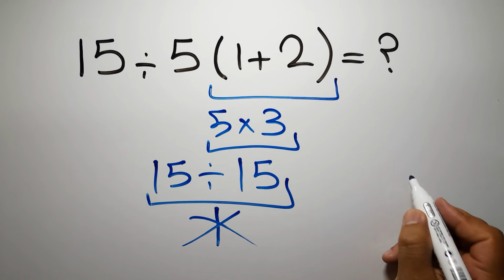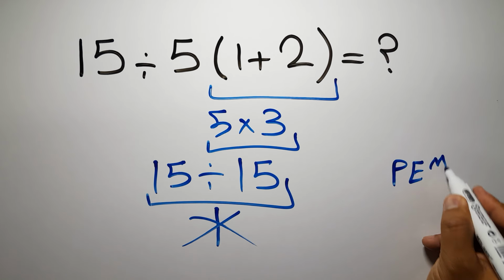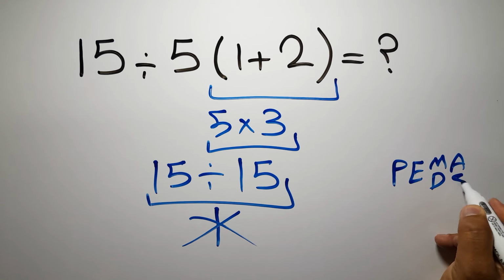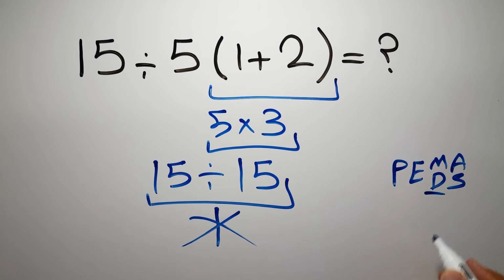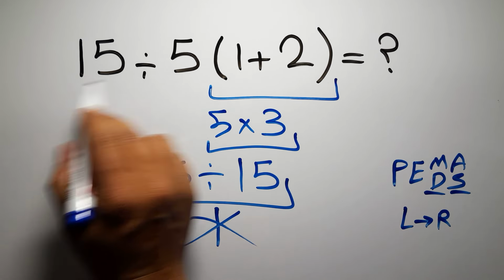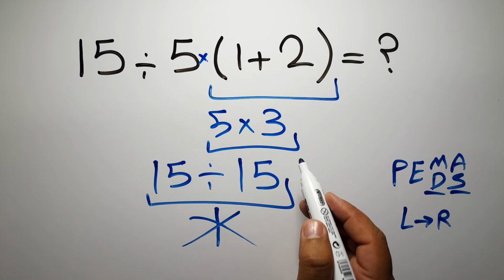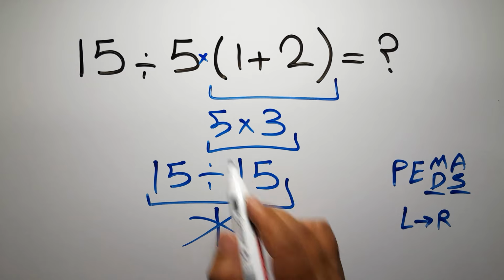Because according to the order of operations, first we have to do parentheses, then exponents, then multiplication or division, and finally addition or subtraction. Remember that multiplication and division have equal priority and we have to work from left to right. And the same applies to addition and subtraction. Here we have one division, one multiplication, and one parenthesis. Inside this parenthesis, we have one addition.